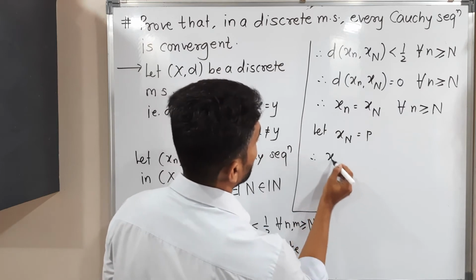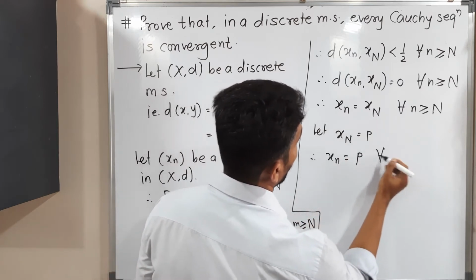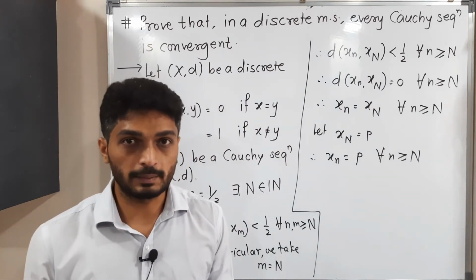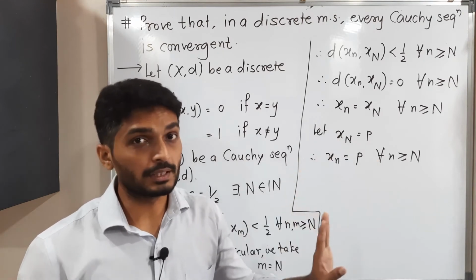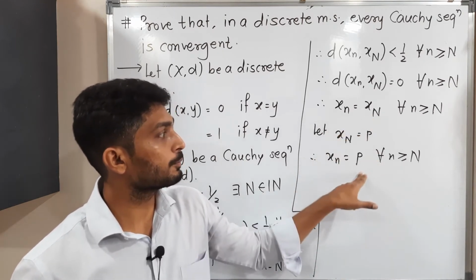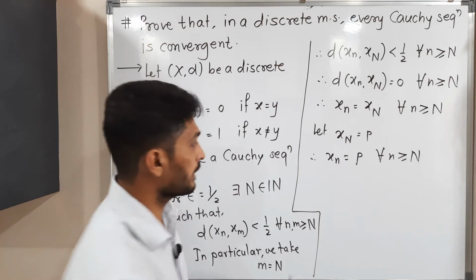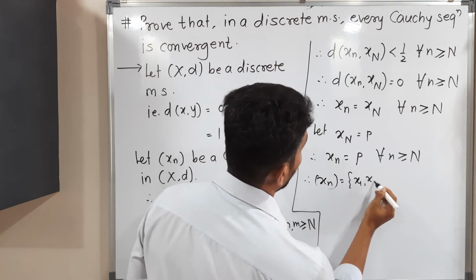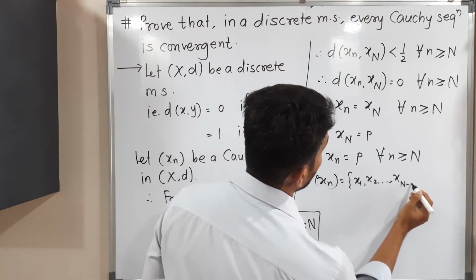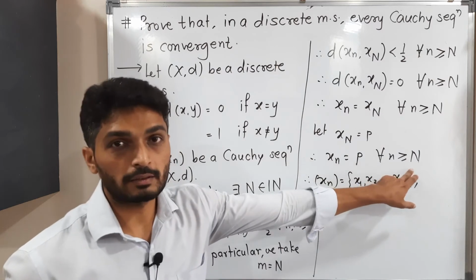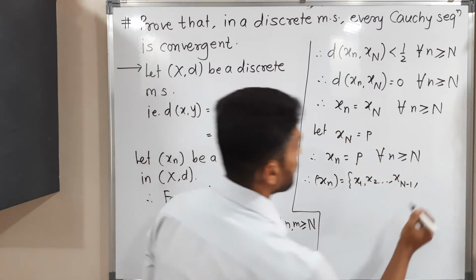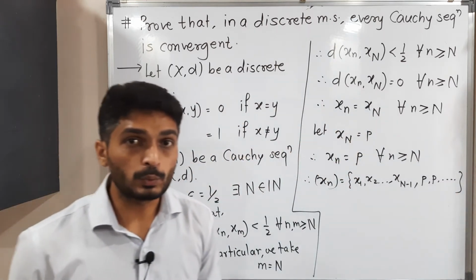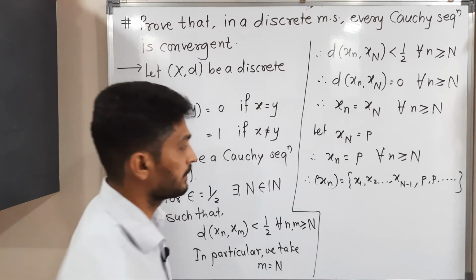Therefore, what can we write? xn = p for all n greater than or equal to capital N. Just for simplicity, I use xn = p here. So the sequence will be like this: there are distinct terms x1, x2 and so on up to x(N-1), but from capital N onward we will have all terms p. The remaining terms are p, infinitely many times. So now we are going to prove that this sequence xn converges to p.